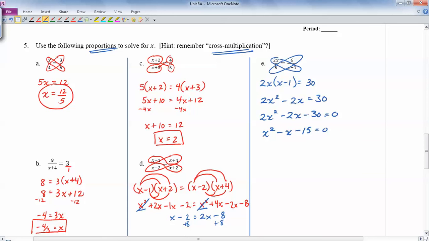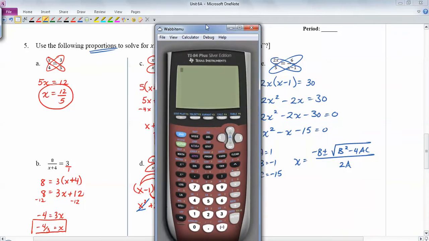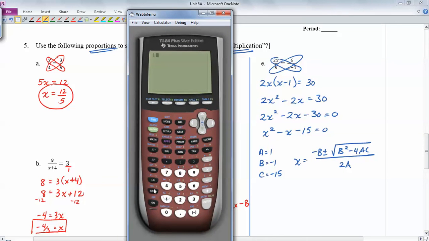And this one, you're not going to be able to solve by factoring. So you could say a equals 1, b equals negative 1, c equals negative 15, and then plug it into the quadratic formula, all over 2a. And here, we'll do it on the calculator. So I'm going to store these values. A is 1, store as alpha a. B is negative 1, store as alpha b. And c is negative 15, store as alpha c.